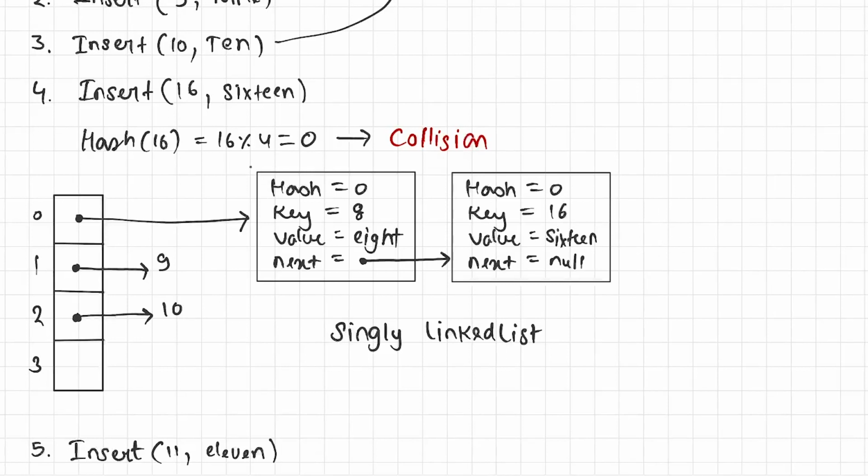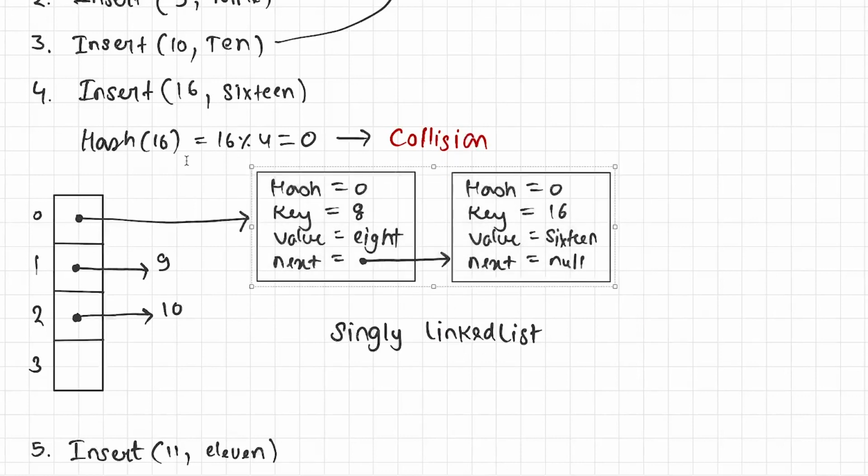Now if you look at these two objects carefully, you will see that these two objects are nothing but nodes of a singly linked list, isn't it? What happens in a singly linked list? One object keeps a reference of the object next to it. So this is what is happening here.